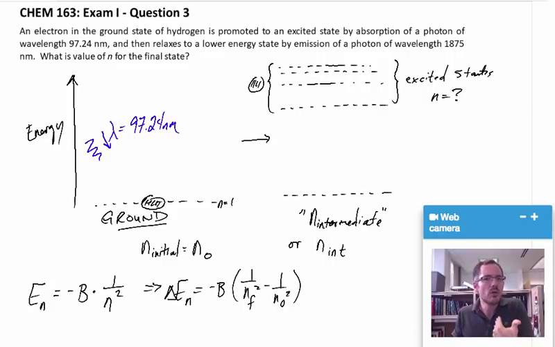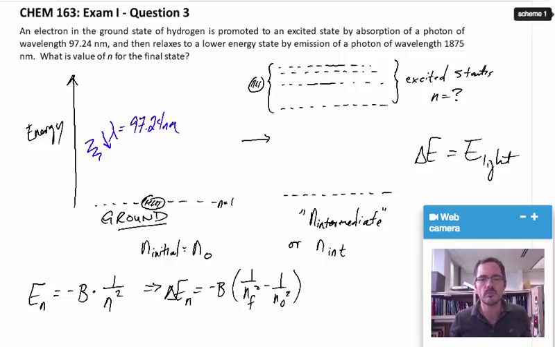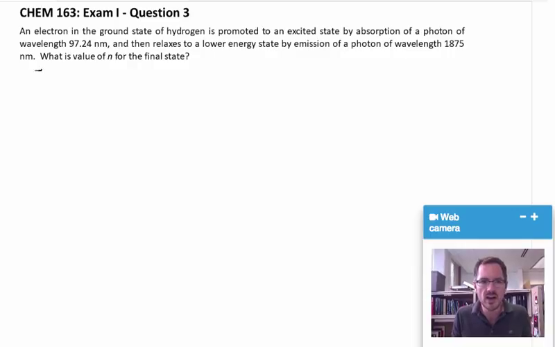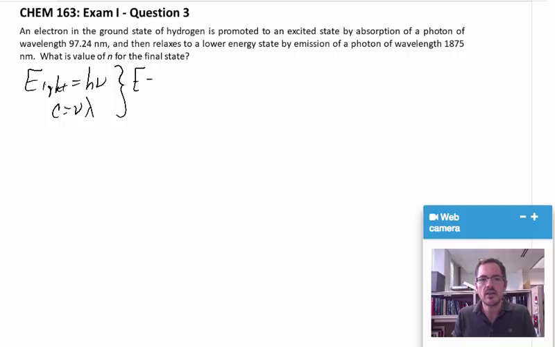But I know about energy. I know where that change in energy is coming from. That change in energy is actually coming straight from the energy of the light. So if I know the energy of light, I know how to deal with the difference in those two quantized levels. So the first thing I want to do is find the energy of the light, which is just Planck's constant times frequency. But the speed of light is equal to the frequency times the wavelength. So I can combine these two formulas in terms of wavelength. The energy of light is hc over lambda.